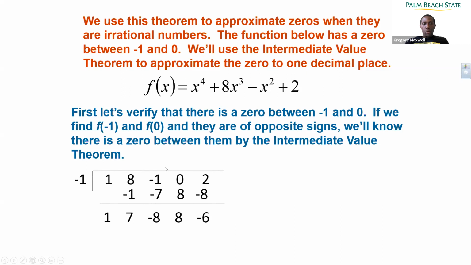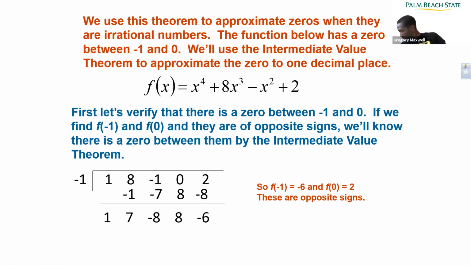we try -1, it doesn't work. We try 0, and it gives you +2. So we know that this graph crosses the x-axis somewhere between -1 and 0. Because when we plug in -1, we get -6. And when we plug in 0, we get 2. And this is a polynomial, which means it's continuous.